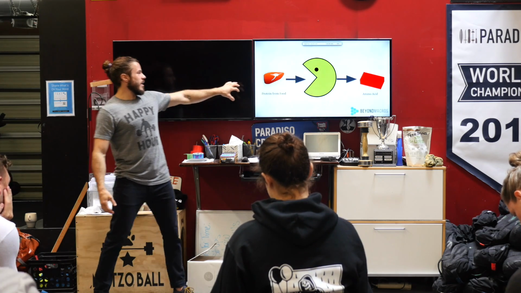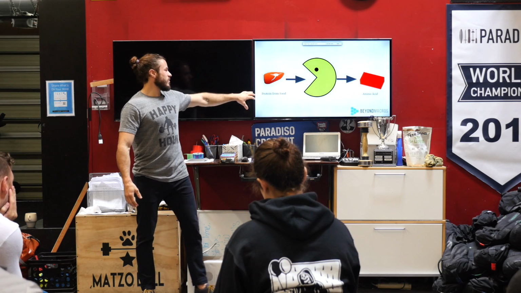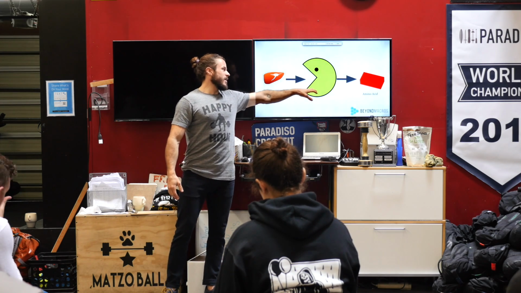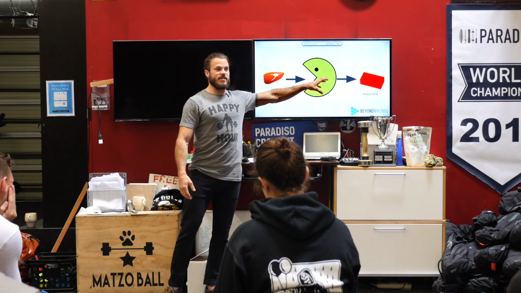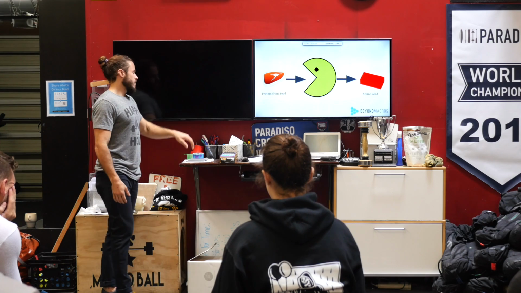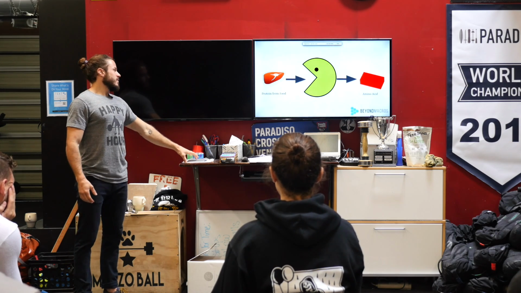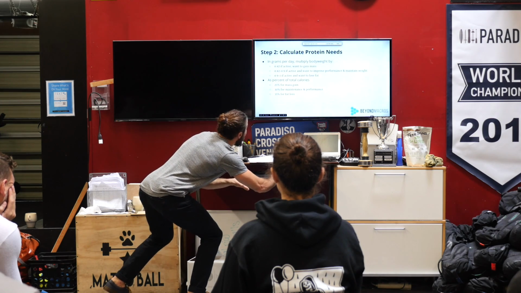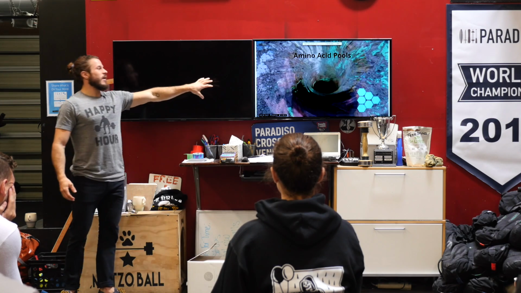is, let's just talk about how your body breaks down protein first. You get protein from food. You got a nice juicy steak, you eat it, your body is then going to break it down into amino acids, which are the building blocks of protein. We've got amino acid pools in our body.